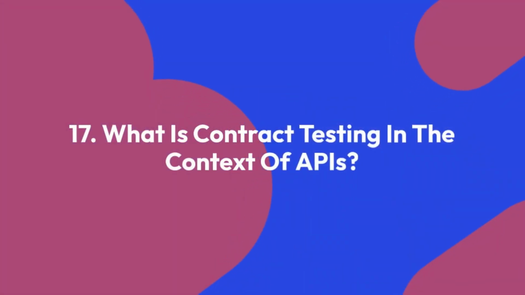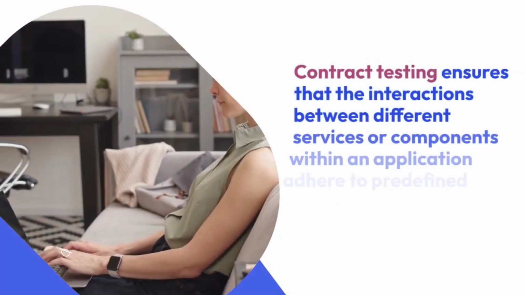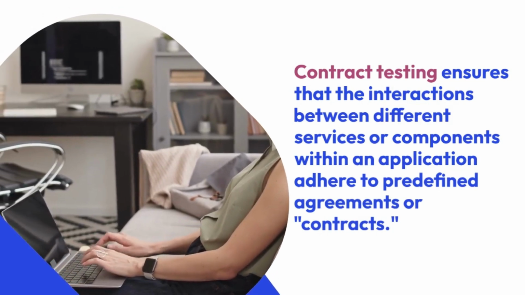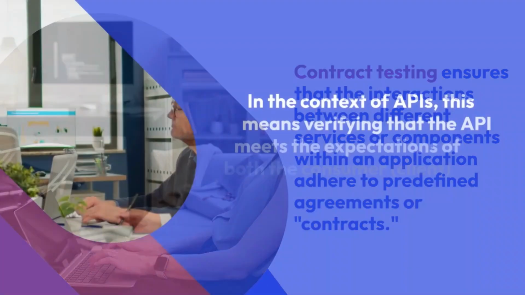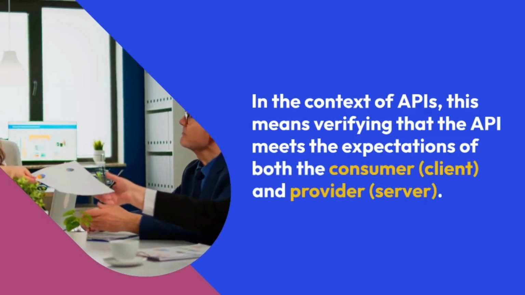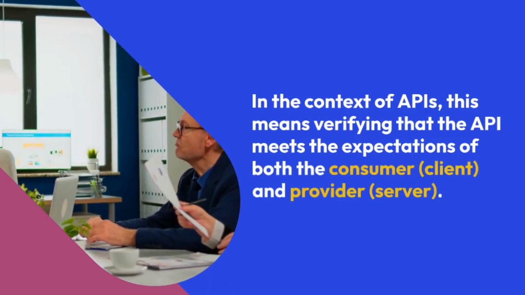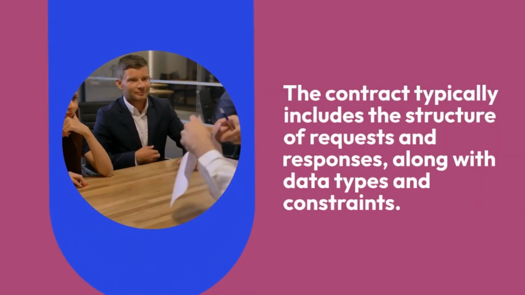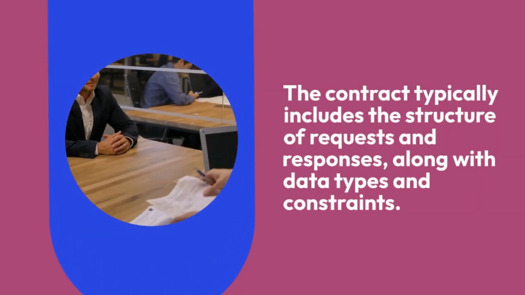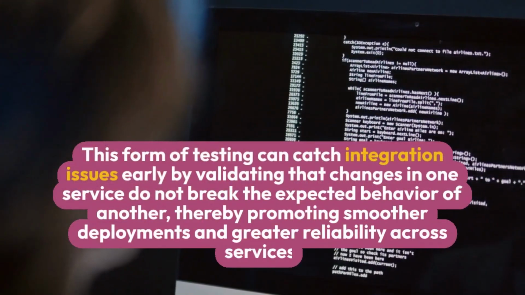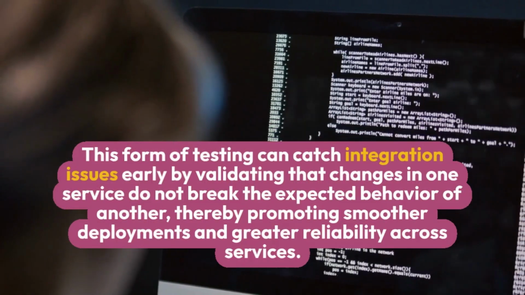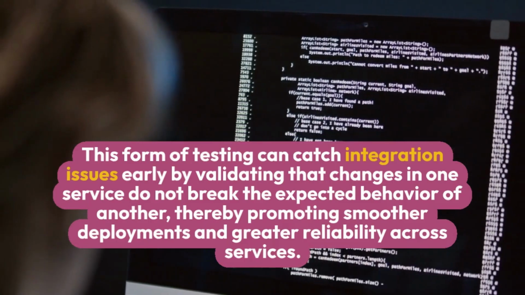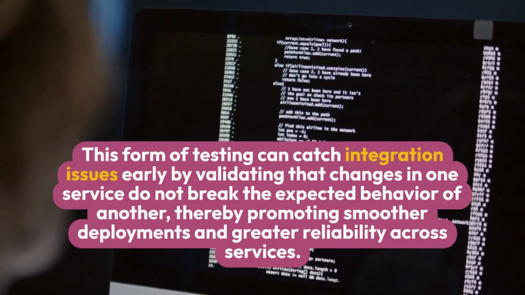17. What is contract testing in the context of APIs? Contract testing ensures that the interactions between different services or components within an application adhere to predefined agreements or contracts. In the context of APIs, this means verifying that the API meets the expectations of both the consumer, client, and provider, server. The contract typically includes the structure of requests and responses, along with data types and constraints. This form of testing can catch integration issues early by validating that changes in one service do not break the expected behavior of another, thereby promoting smoother deployments and greater reliability across services. 18.